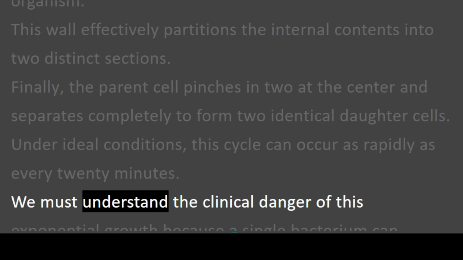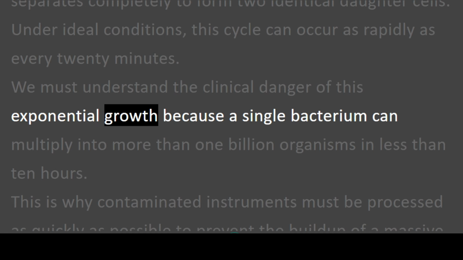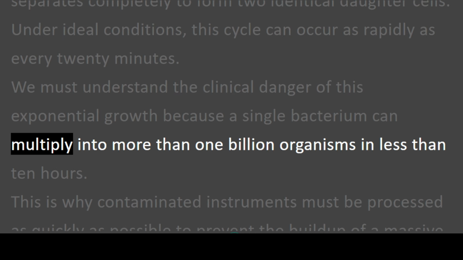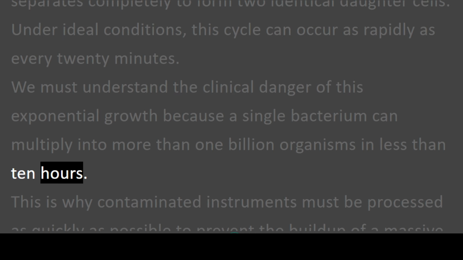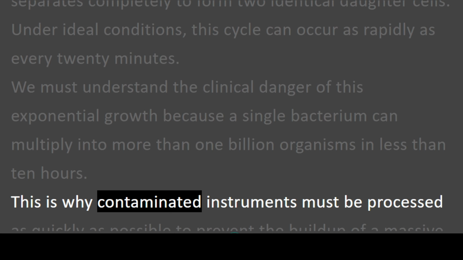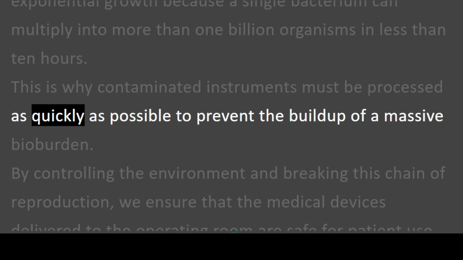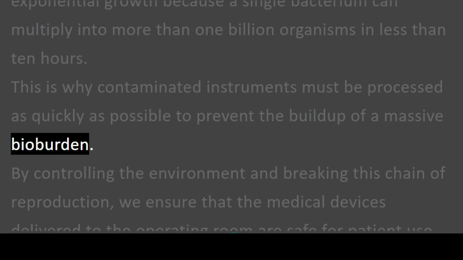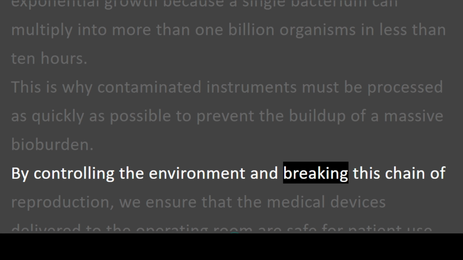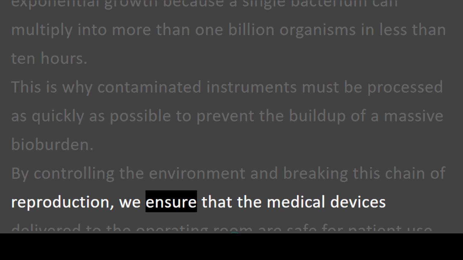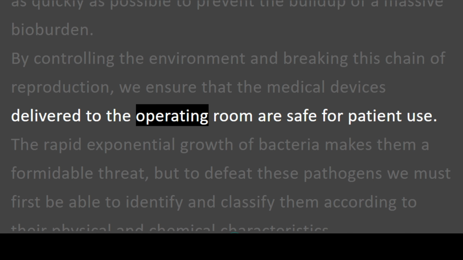We must understand the clinical danger of this exponential growth because a single bacterium can multiply into more than 1 billion organisms in less than 10 hours. This is why contaminated instruments must be processed as quickly as possible to prevent the buildup of a massive bioburden. By controlling the environment and breaking this chain of reproduction, we ensure that the medical devices delivered to the operating room are safe for patient use.